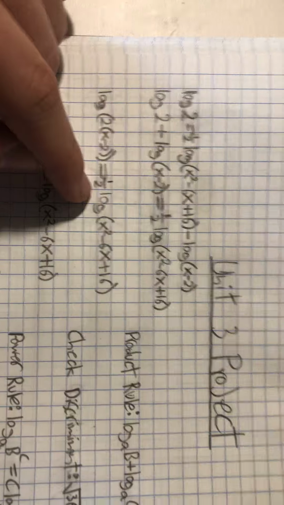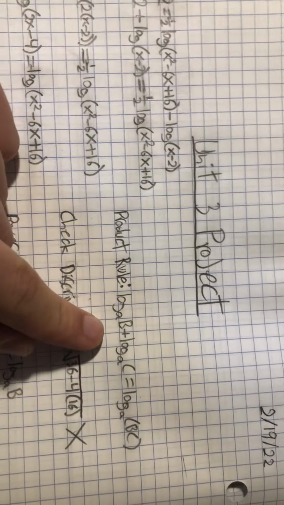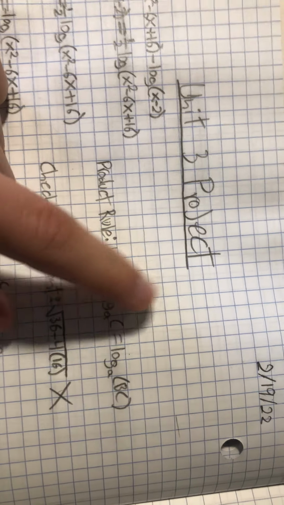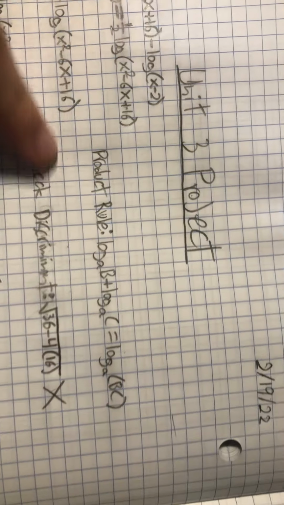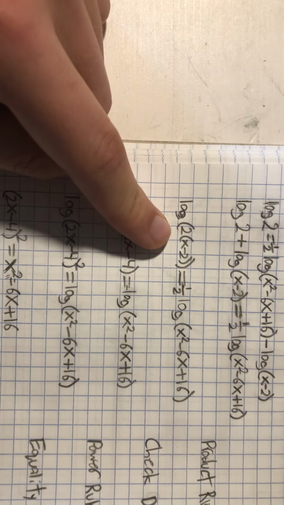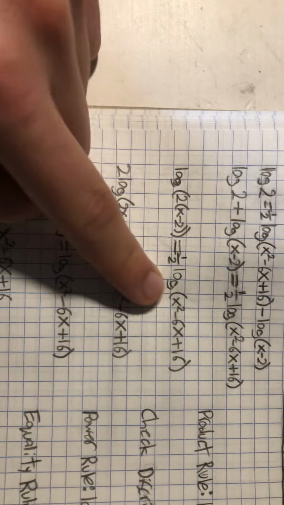Okay, now we're going to utilize something called the product rule. Log base a of b plus log base a of c equals log base a of bc. So if they have the same base and you're adding, you multiply the inputs. So now we turn this into log base 2 times x minus 2 equals 1/2 log, yada, yada.